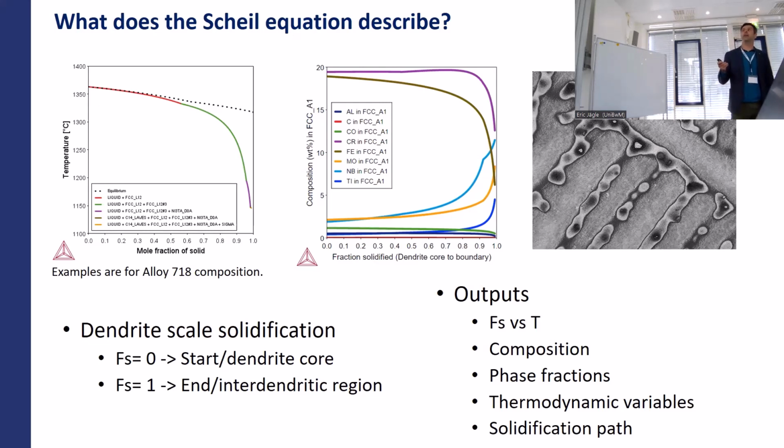And this is then typically interpreted as segregation on a small length scale. So in conventional casting, that is interpreted as segregation between the dendrites. In additive manufacturing, where you might have tiny cells growing, it's the segregation between the growing cells. Okay, so that's what you get, basically.